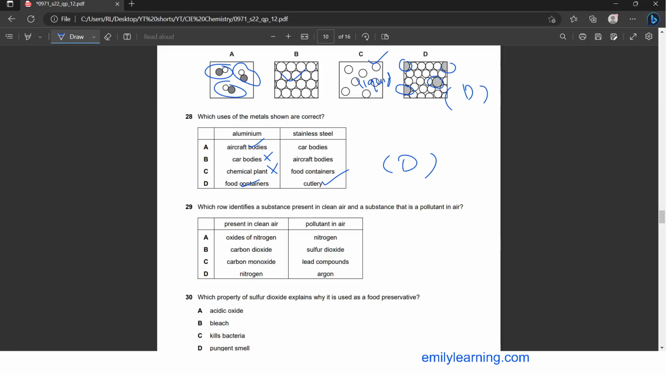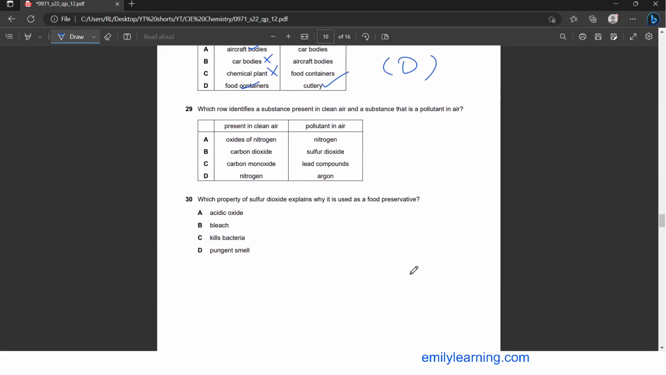Okay, moving on to the next question, 29. Which row identifies a substance present in clean air and a substance that is a pollutant in air? In clean air, we do not have oxides of nitrogen. We have carbon dioxide. We do not have this. We have this. So B or D is correct. No pollutants. Now let's look at sulfur dioxide. Yes, sulfur dioxide is a pollutant. Argon is also found naturally, so it's not a pollutant. So the answer is B.